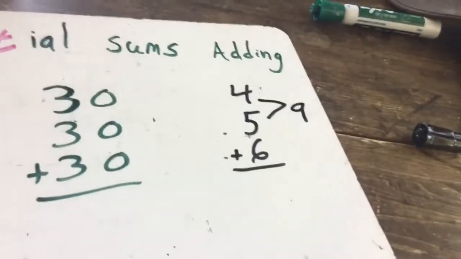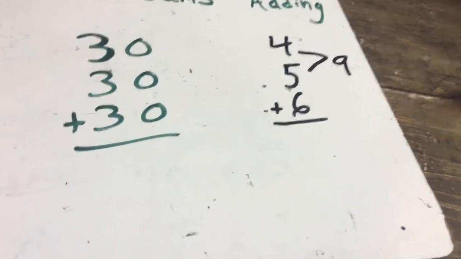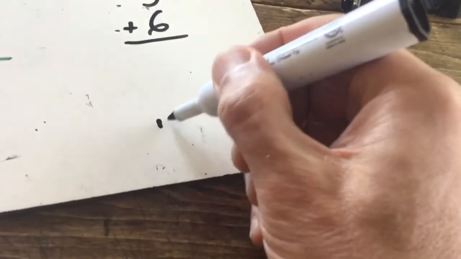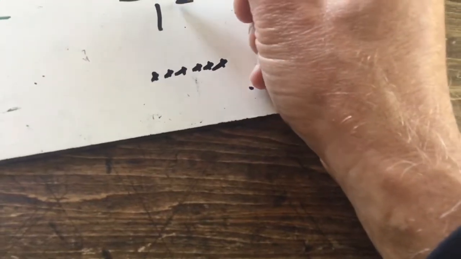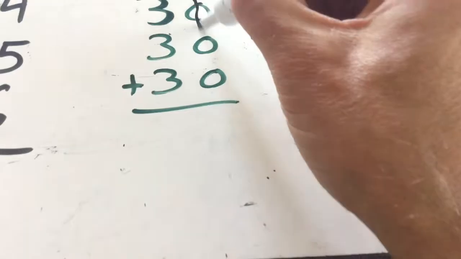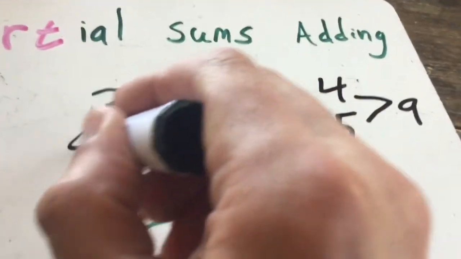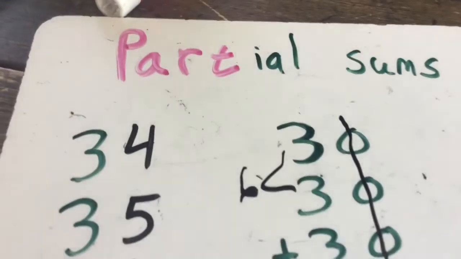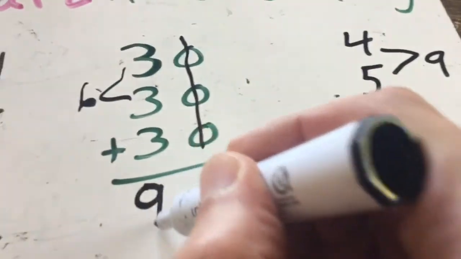Okay, so there's my row of ones place. 4 plus 5 I do first, that's 9. 9 plus 6. 10, 11, 12, 13, 14, 15. So this row is 15. What's this row? This row is all zeros, so it's 0. 3 plus 3 is 6. I kind of do this to show where I left off. If that's 6, 6 plus 3 is 9, so 90.